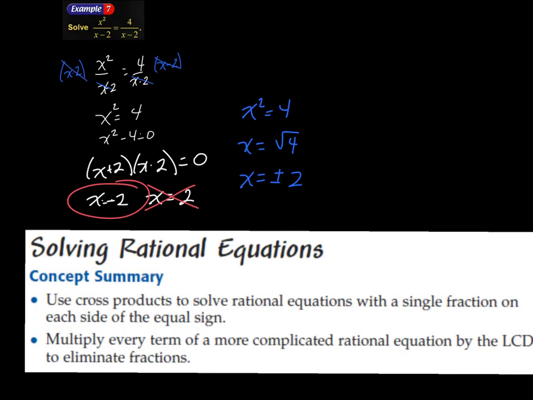The work and rate problems gave us the opportunity to multiply every term of a more complicated rational equation by the least common denominator to eliminate fractions. And be warned, watch out for extraneous solutions.